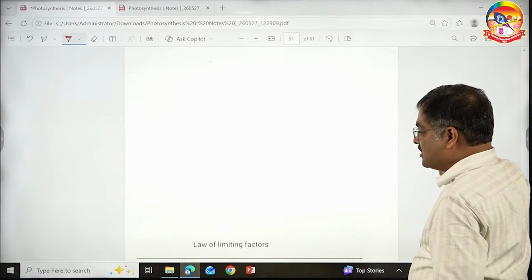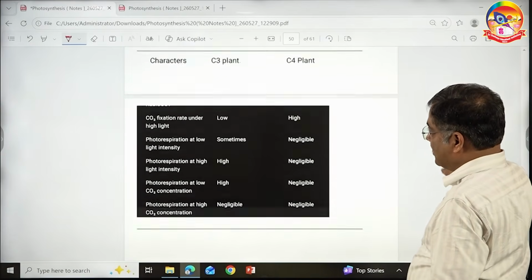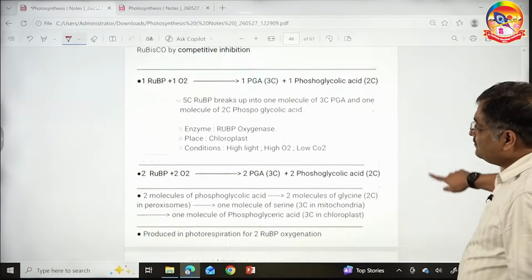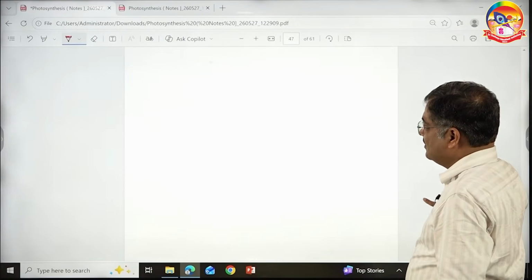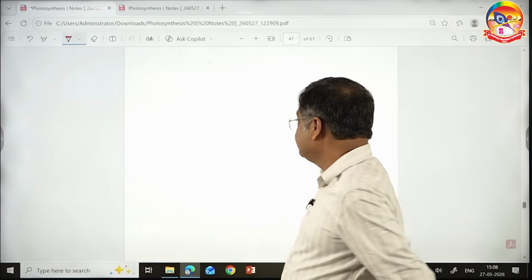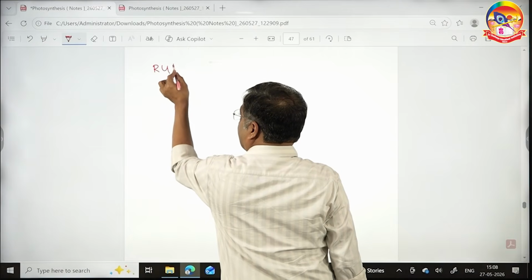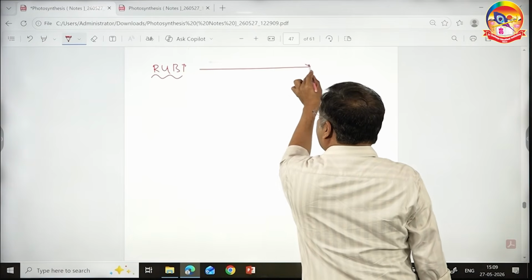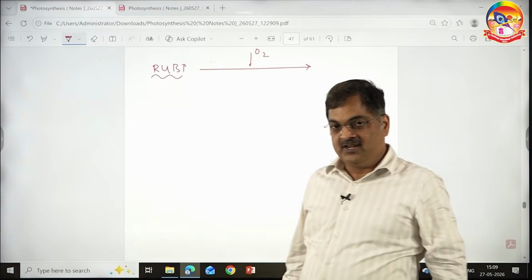So let us see what is photorespiration. This is the place where we talk about photorespiration. Let me explain this concept of photorespiration first. Very simple. Hardly takes 2 minutes. Now listen carefully. Imagine I have an RuBP molecule. Now this time imagine oxygen is more, not carbon dioxide. Interesting.